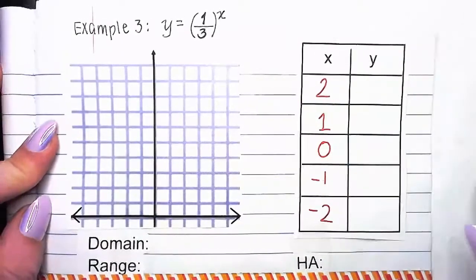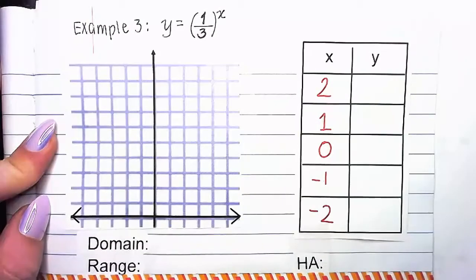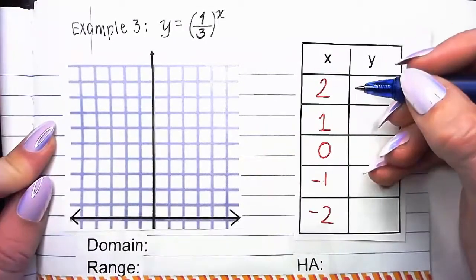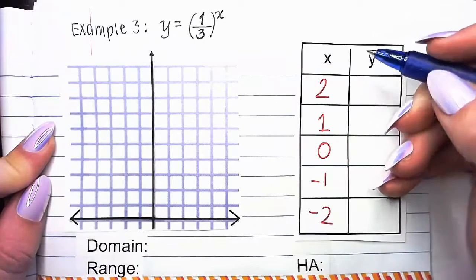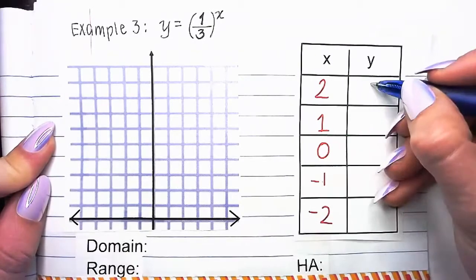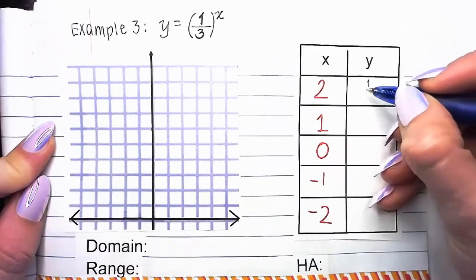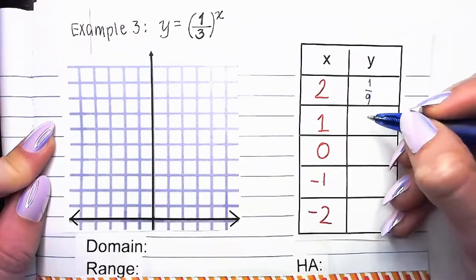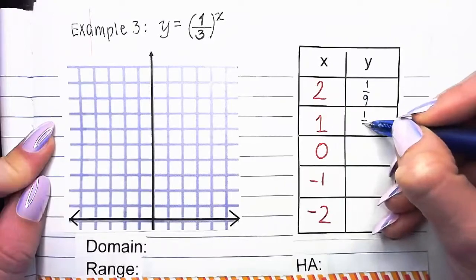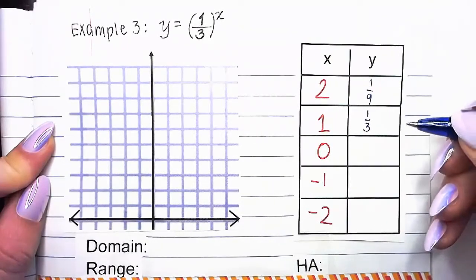Here we have example 3. Example 3, you may not need a table of values, but let's use it for practice. What's 1/3 to the second power? If you said 1/9, you are correct. What is 1/3 to the first power? If you said 1/3, you are right.